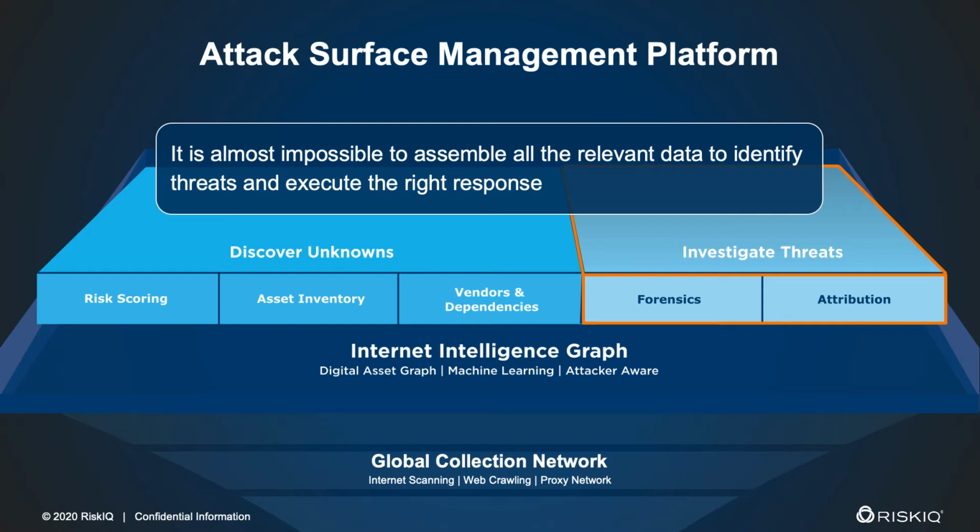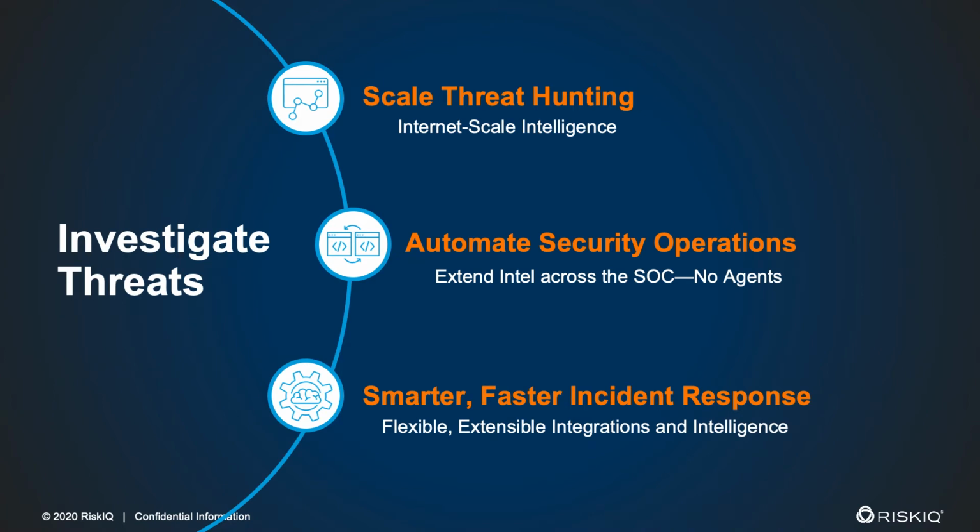The second key problem that we solve is investigating threats. It's almost impossible to assemble all the relevant data to identify threats and execute the proper response. For this, we have our forensics data and some attribution from our security team. Using the investigate threats capability, you're able to scale out your threat hunting program and proactively identify threats before they become a problem.